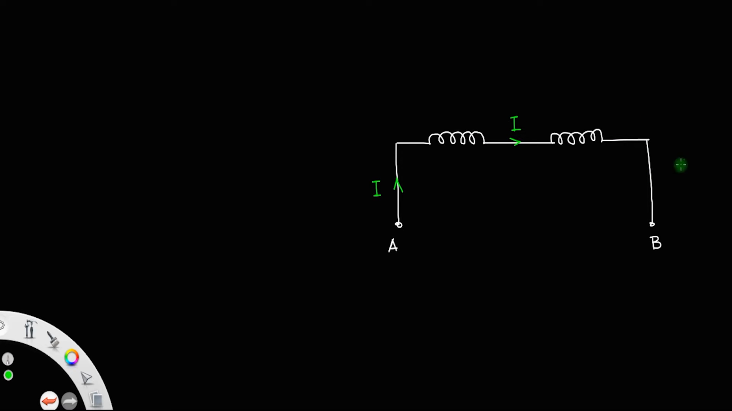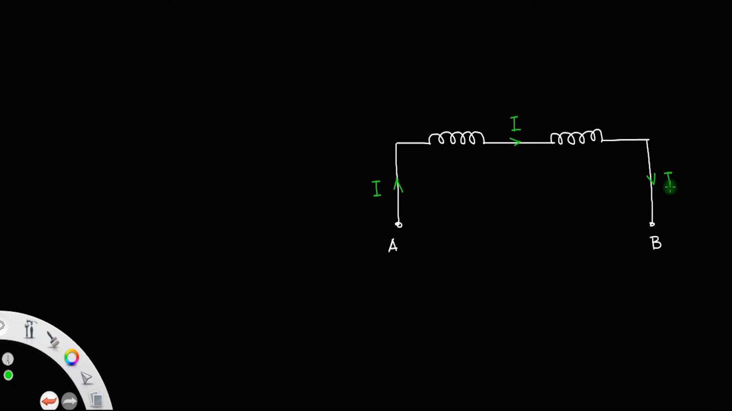Now let us discuss the equivalent inductance of two coils. Let's say two coils like this, connected in series. Let these two coils be connected between the points A and B respectively. The series combination basically means the same current flows through both these coils. That is, if I transmit a current I through the point A, the same current flows through both these coils.